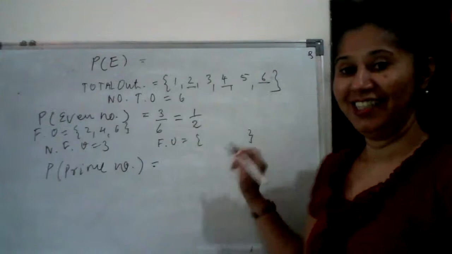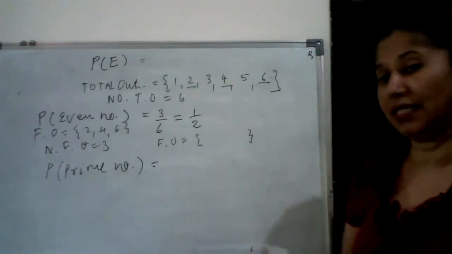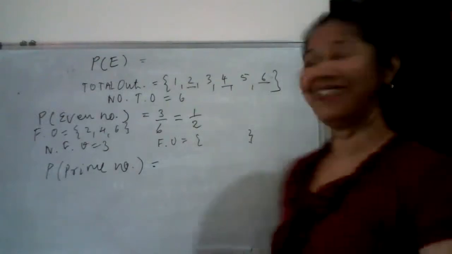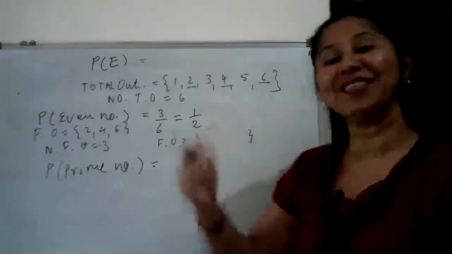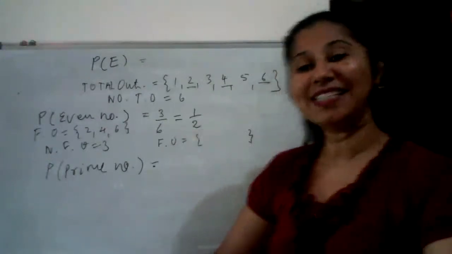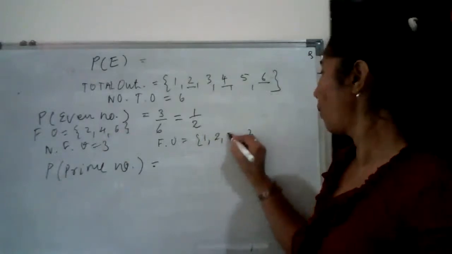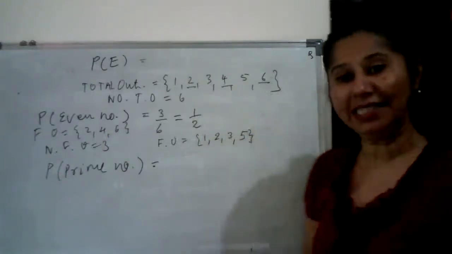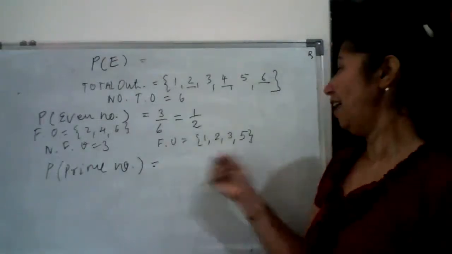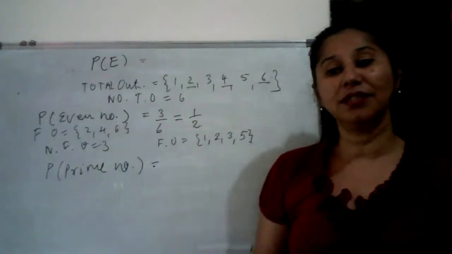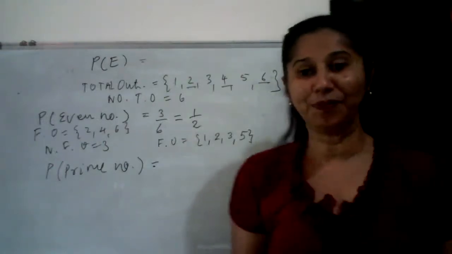What is the probability that you get a prime number on your dice? I was expecting that. Okay. So what are the prime numbers? Could you answer me? What are the prime numbers? Say, according to you, right? Are they prime numbers? What I've written, favorable outcomes. That is 1, 2, 3, and 5. Are they prime numbers? Am I right?